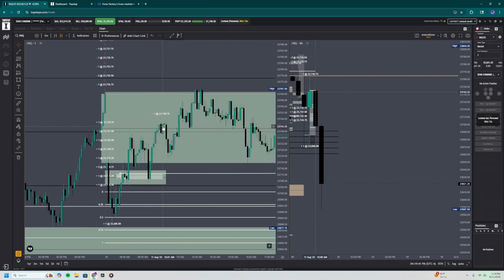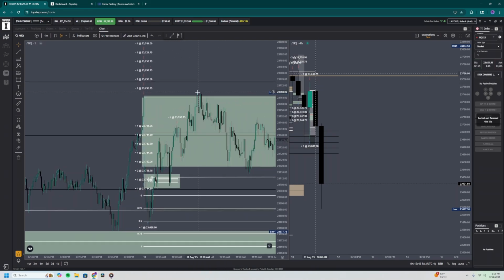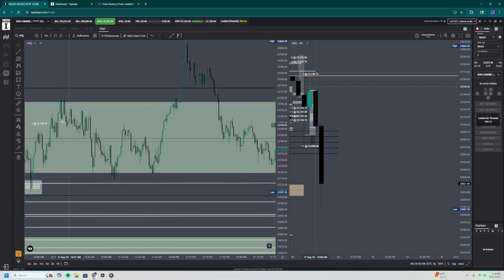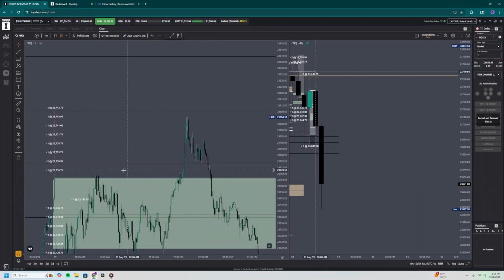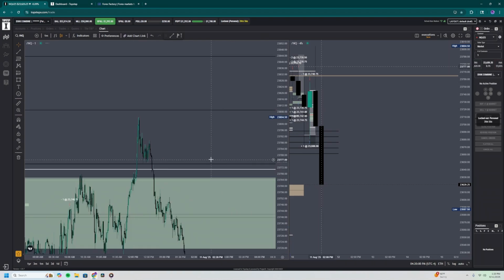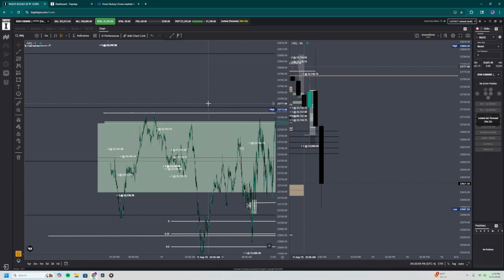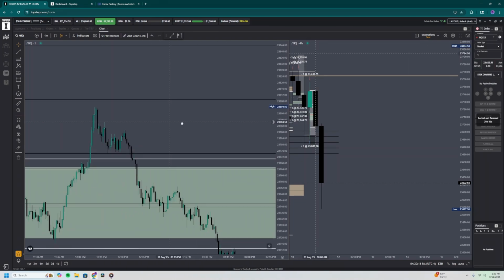I got out right on the consequent encroachment. We ended up filling the gap, touching the NWOG, leaving equal highs. And then we came, used the gap, went back up, took out these equal highs. But let me go back to extended trading hours. So you have equal highs here, and then you have this high, you have these equal highs. So you could have held it to go higher. And then we look up here.